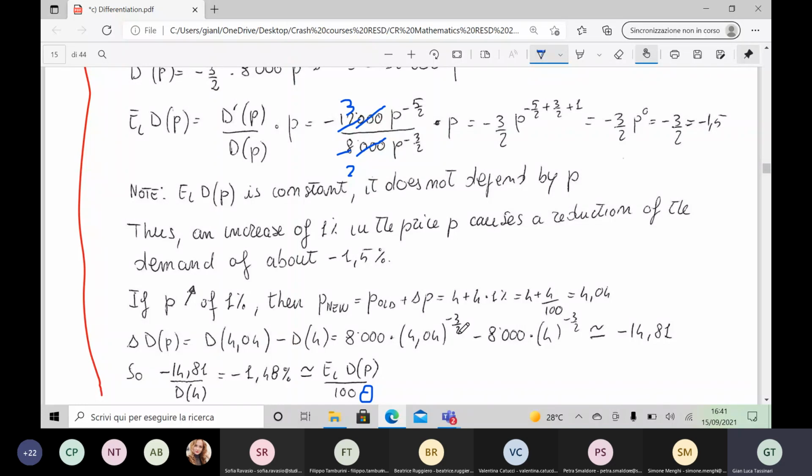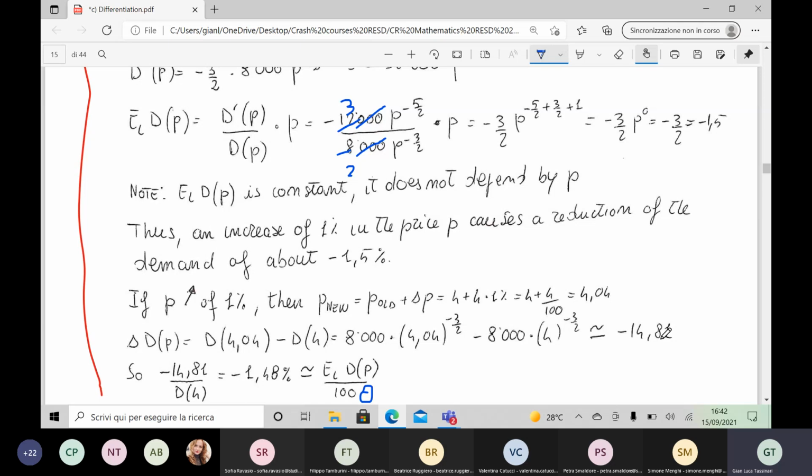So substitute into P the new price after the change, minus the demanded quantity when the price was 4, so minus 8,000, insert into P4 to the minus 3 over 2. What you get is minus 14.81. So the demanded quantity decreases, if the price increases by 1% starting from the current price of 4, the demanded quantity decreases by about 14.81 units. But which is the percentual change, guys?